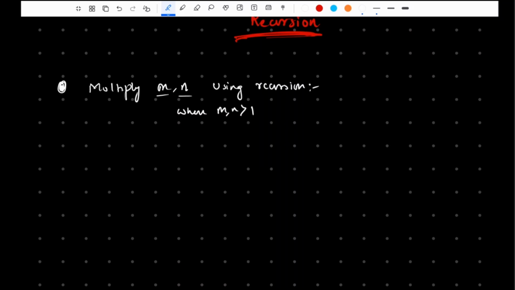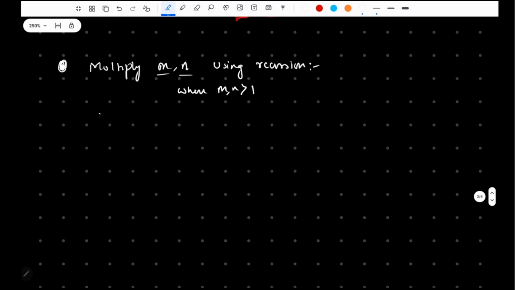So in the previous video, I discussed recursion and recurrence relation, and we also took the factorial program as an example. In this video, I'll be taking some more examples of recursion to understand it better. Our first example will be multiplying m and n using recursion, where m and n are greater than 1. If you are given m equals 3 and n equals 2, our output will be 6.